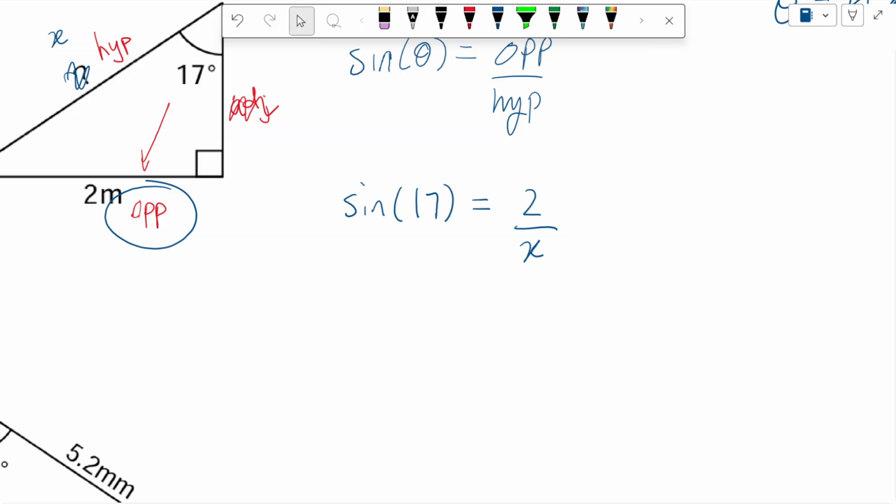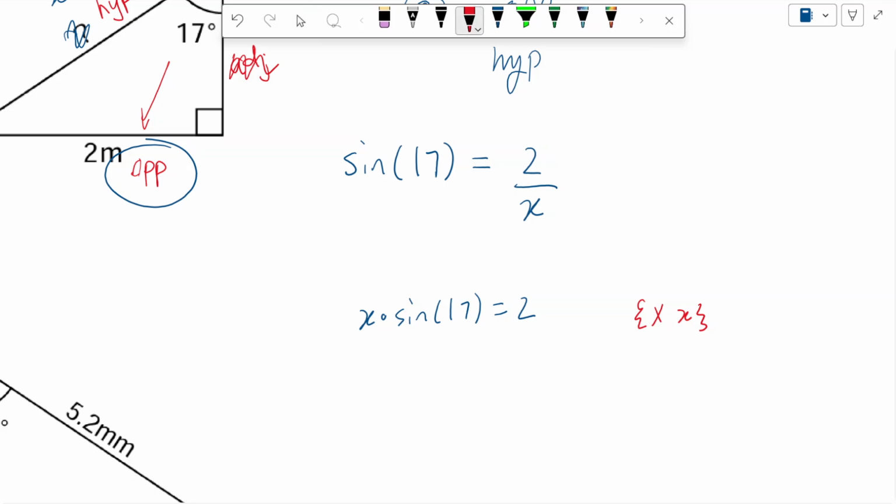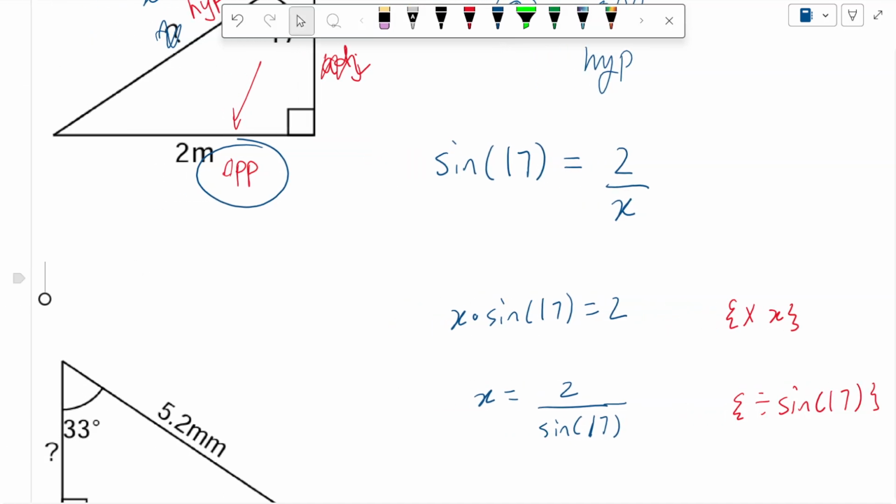Okay, so we can rearrange this. The first thing we're going to do is times by x on both sides, so I'll be left with x sine of 17 is 2. And then what we want to do is divide by sine of 17 on both sides, so you'll be left with x is 2 over sine of 17. Now, once you get used to trigonometry, you can do this in one step, just essentially swapping those two things whenever you see an algebraic situation like that.